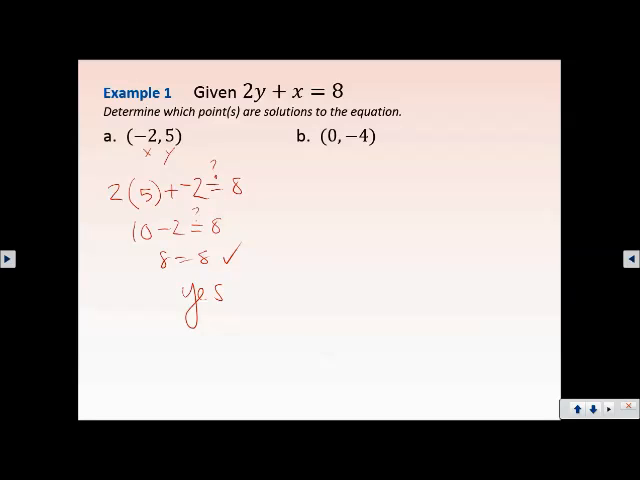Try the next one. 2 times y value of -4 plus x value of 0 equals 8. We get -8 equals 8. That is not true, so no, it is not a solution.